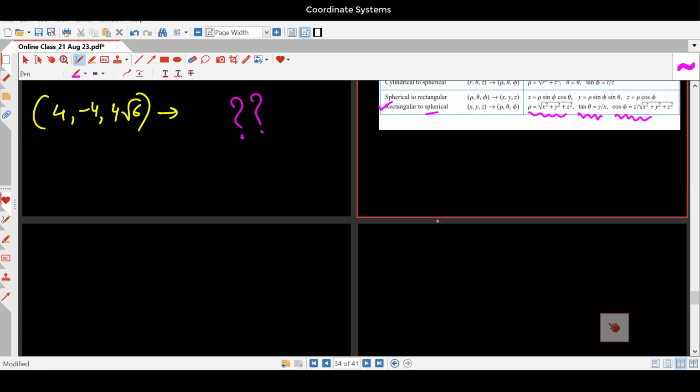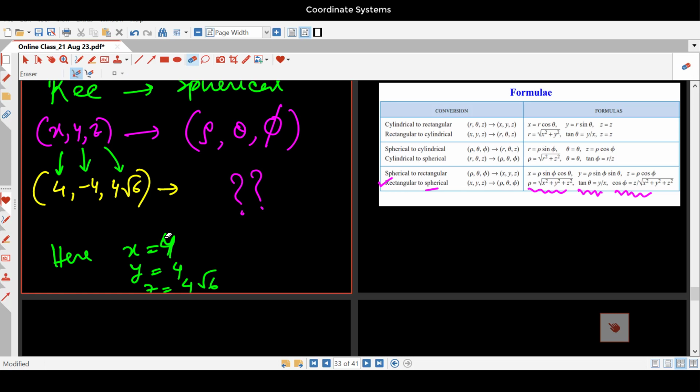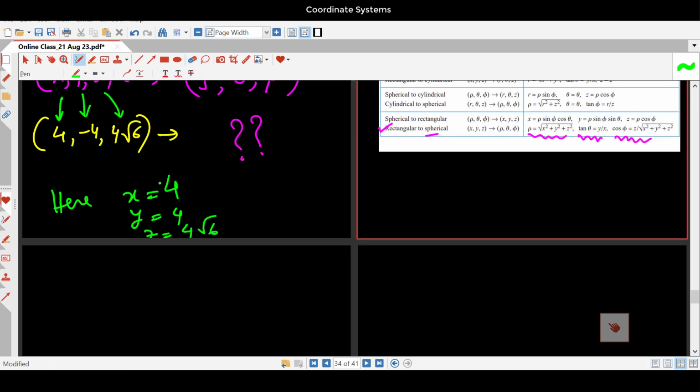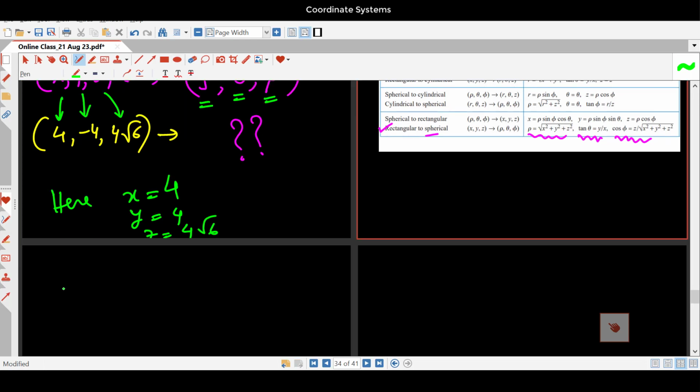So first of all, have a look, x, y and z. From here these three pieces of information are in our hand. So let's try to find rho, then we will try to find theta, then phi. This is how we will approach. So first of all, rho.